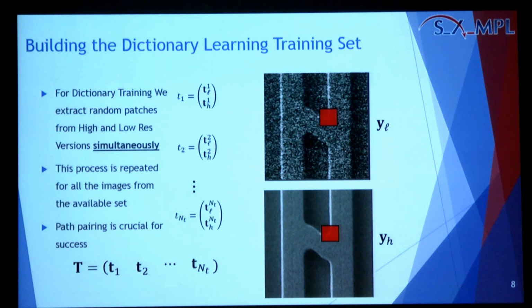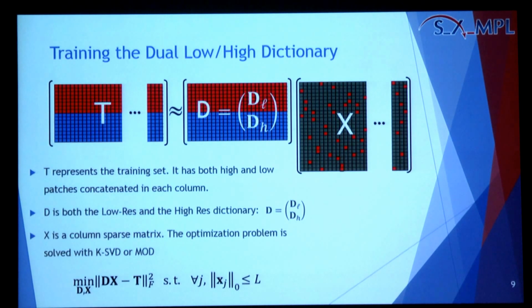If we take a very big sampling set, we're going to get a better dictionary. So this process is not only performed on one image. We're going to take a vast number of images, repeat this process, and create a very big T. The bigger it is, the better. This is T. You see it has low-res components and high-res components. It's very big. We take all the patches we can get our hands on. Now D, the dictionary, is both low-res and high-res in this case, concatenated on top of each other. And X is a column sparse matrix.